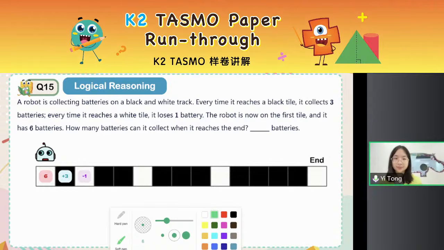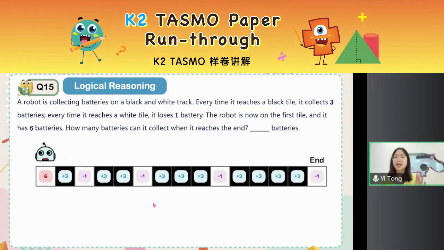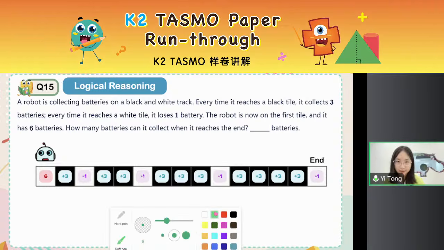Now, how about the white tile? It loses 1 battery, so we need to minus 1. So plus 3 and plus 3. For this one, can you type in the chat? Yes, minus 1. And plus 3, minus 1. So we have so many. How can we keep track? How can we make sure that we follow?